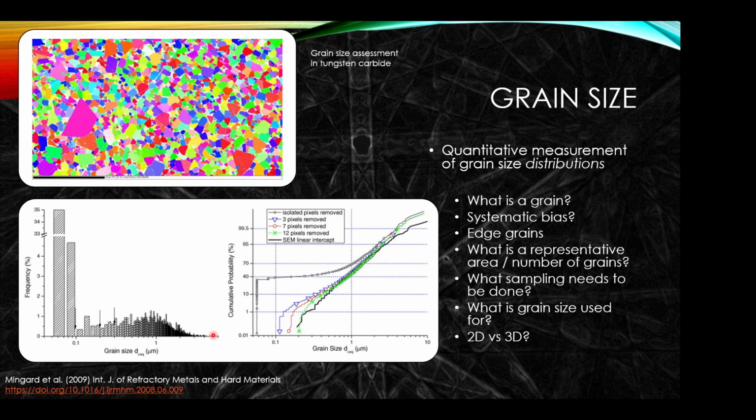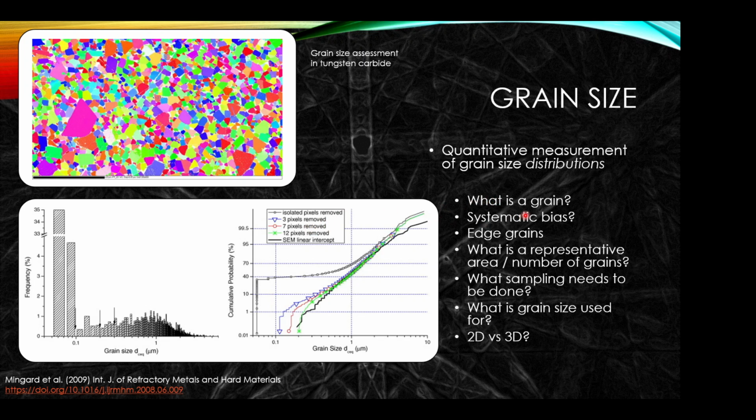This distribution can be evaluated and tested, for instance, in a probability plot, to see, does it make sense? What's the distribution of the grain size in that material? For this quantitative measurement of the grain size distribution, we have to ask ourselves what we define to be a grain. What's, for instance, the change in orientation that we could use as a grain boundary?